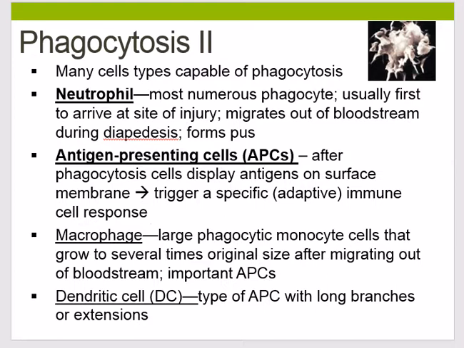Now, many cells within our body are capable of phagocytosis, but the most numerous is the neutrophil, which is usually the first to arrive at the site of injury. It's going to migrate out of the bloodstream through the process of diapedesis, and it's also going to form pus. That's an important feature. So neutrophils usually arrive first at the site of injury, migrate out of the blood vessel through diapedesis, and form pus.